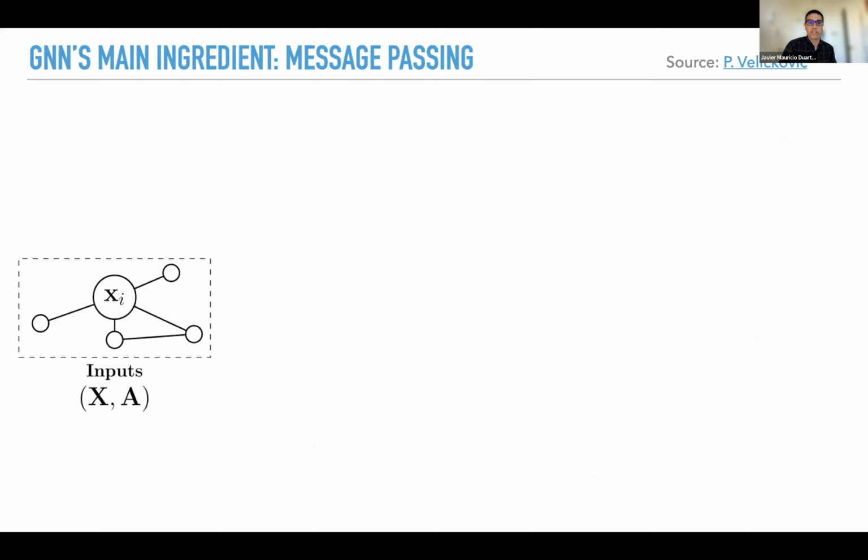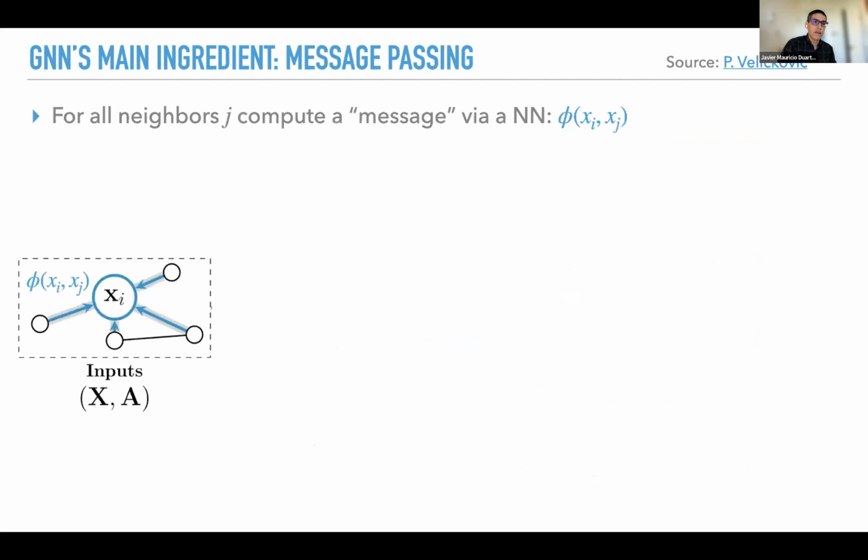The main ingredient of this is basically this message passing step. And so what that means is that we have this graph, we have this node, let's say x_i, and then we have a set of neighbors for that node, these neighbors j. So for all the neighbors j, what we want to do is compute a message via a neural network, where this neural network takes as input a pair of these nodes, x_i and x_j, and computes a single output or a vector of outputs.